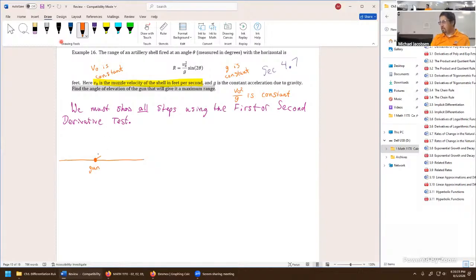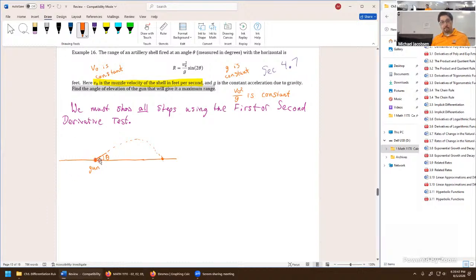It's set at a certain angle. Let me just extend it this way. It's set at a certain angle theta. It fires and the shell comes out. Gravity takes over and brings it back down to Earth. So that's the rough visual on this one.